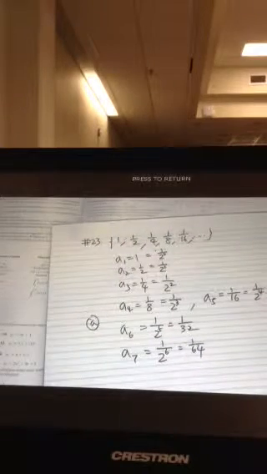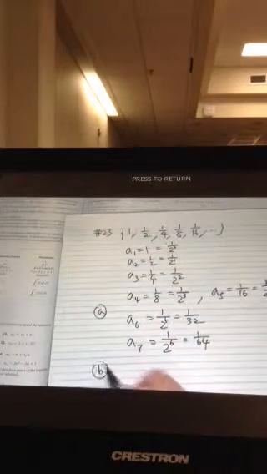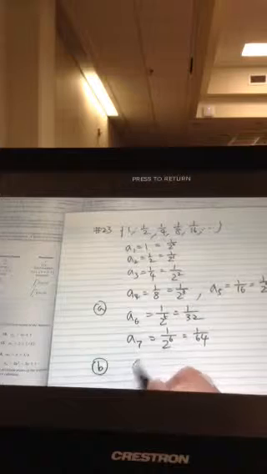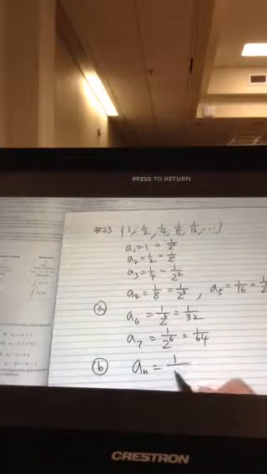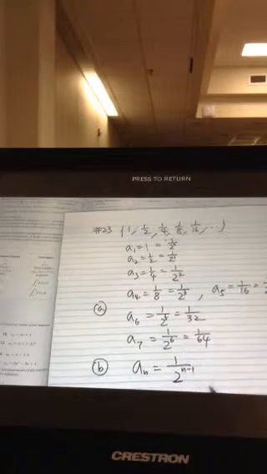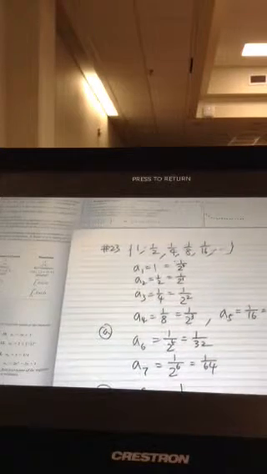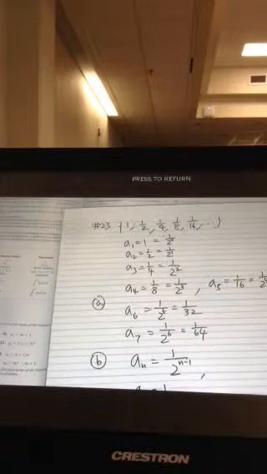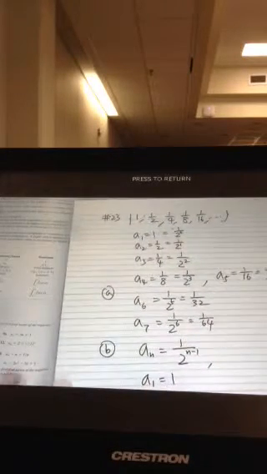B is what? Find a recurrence relation. Okay, so I look at this, I know what it is. a sub n should be 1/2 to the n minus 1. So when n is 1, a1 is 1. This is the relation.